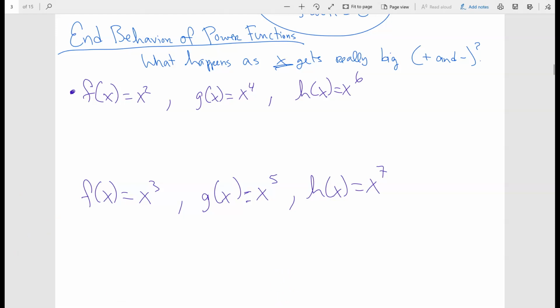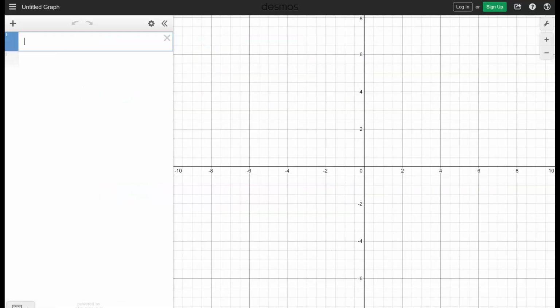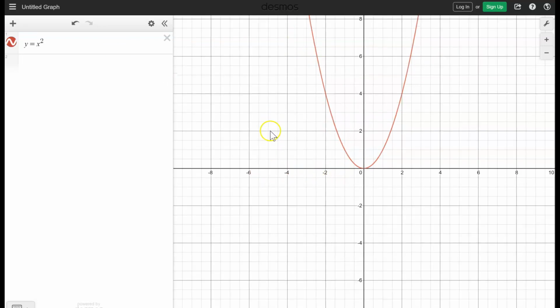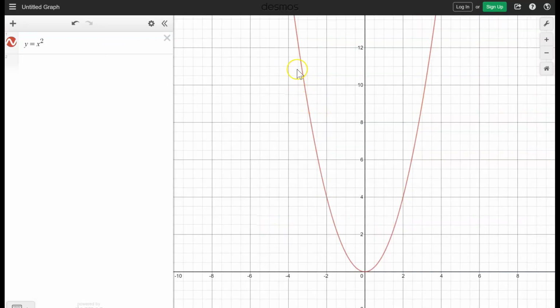What I'm going to do is show you on Desmos, which is basically an online graphing calculator. So let's start off with y equals x squared. If you look at that, we kind of already know what happens. It's a parabola. You can see that as x gets really negative, the y values get positive, because this is the positive y values. As x gets really positive, obviously my y values get really positive.